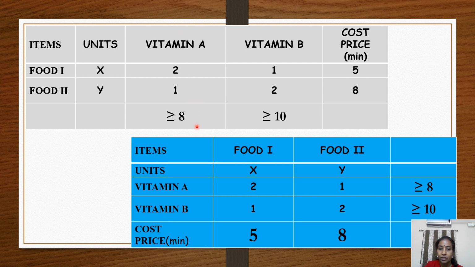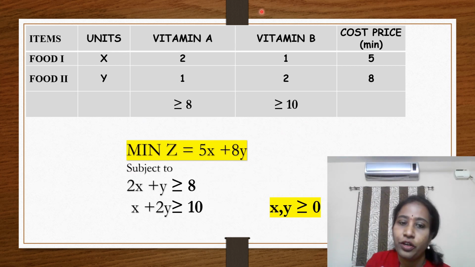So vitamin A should be greater than or equal to 8. So I write greater than or equal to 8. Vitamin B should be greater than or equal to 10. So I write greater than or equal to 10 here. Now we are going to write the LPP. So it is the cost price which is going to be minimized. And the cost price of food 1 is 5 rupees. So if I prepare x units, it is 5x rupees in total. And the cost price of food 2 is 8 rupees. And if I am going to prepare y units, the cost is 8y rupees. So the total is 5x plus 8y, which is going to be minimized.